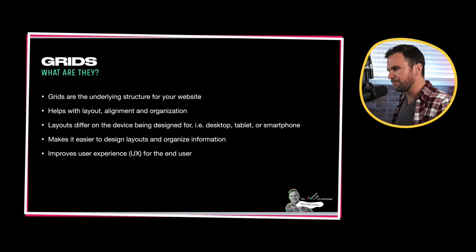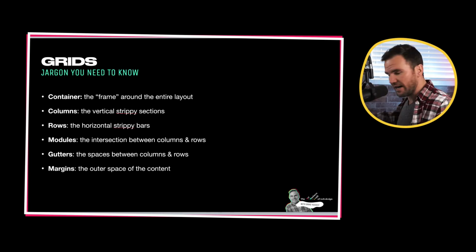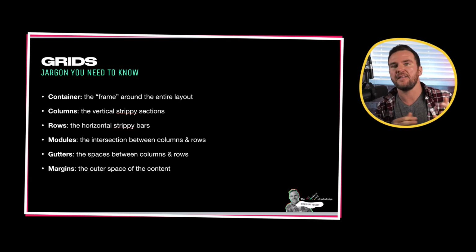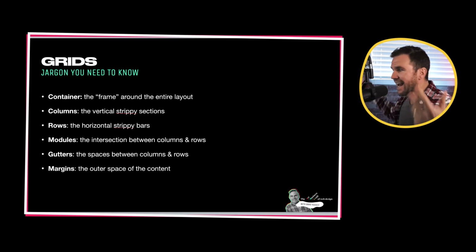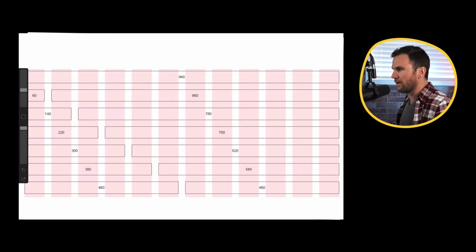Okay, now you're going to need to know some jargon, and I'm going to illustrate it. I'm going to sketch these terms as well. There are a few terms that are used when it comes to grids: container, columns, rows, modules, gutters, and margins. The container is the frame. Let me just switch my screen here. So the container is the frame around the entire website.